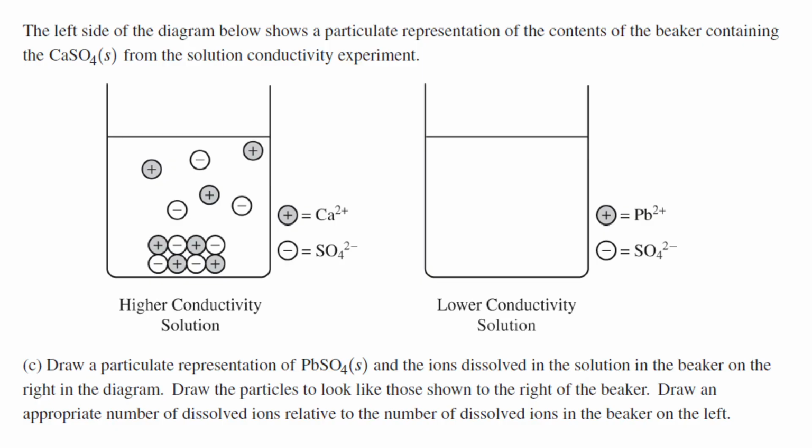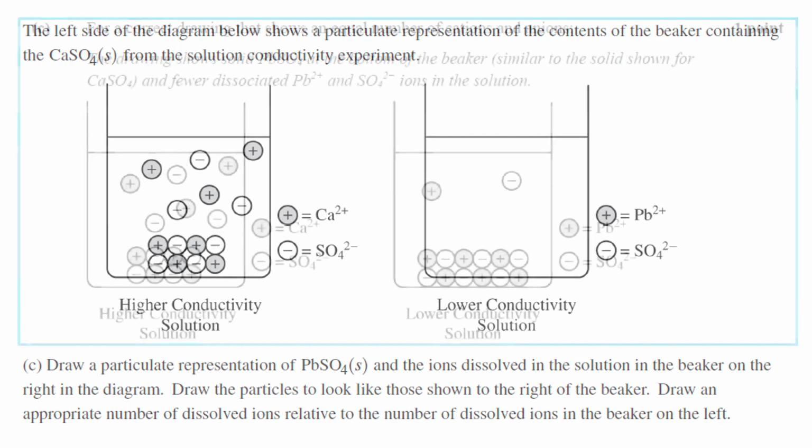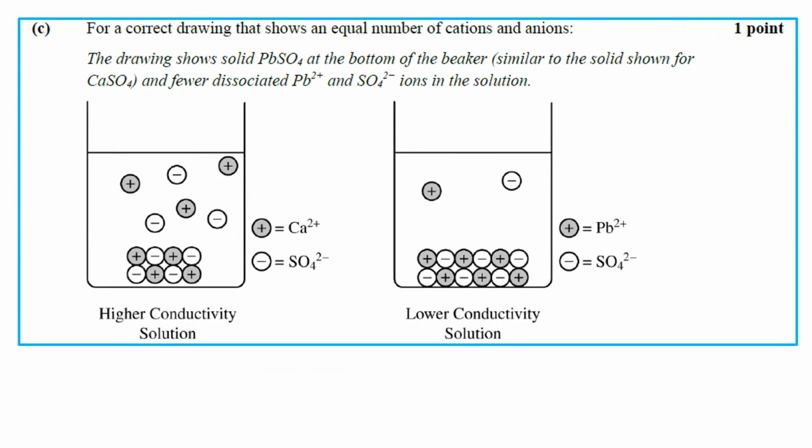All right, hopefully you've had a chance to scribble something down real quick. Ideally, you should have something that looks like this. There should be more crystal lattice at the bottom of the beaker because less of it is dissolving, and there should be fewer ions up in the water part. And they tell you to draw them as they're shown, so you should draw the positive lead like they showed you and the negative sulfate like they showed you. So this would be 1 point. You have to draw more crystal lattice at the bottom, fewer ions at the top to get that point. All right, hopefully that makes sense.